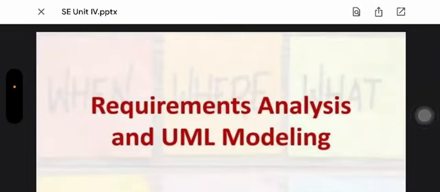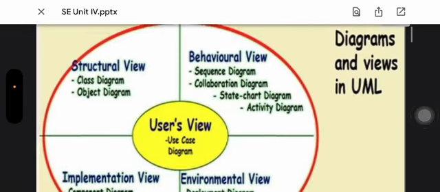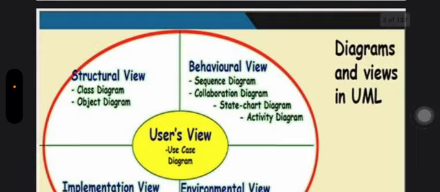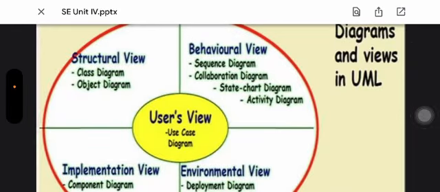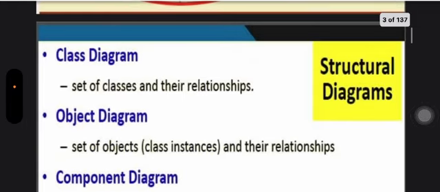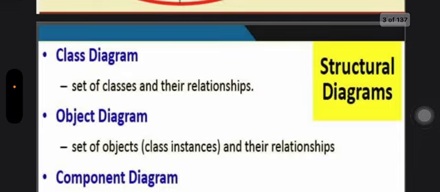and modeling. These are the diagrams and views that are used in UML, Unified Modeling Language. So, for users view, there are use case diagrams. In structural view, we use class diagrams. In class diagrams, a set of classes and their relationships are displayed.